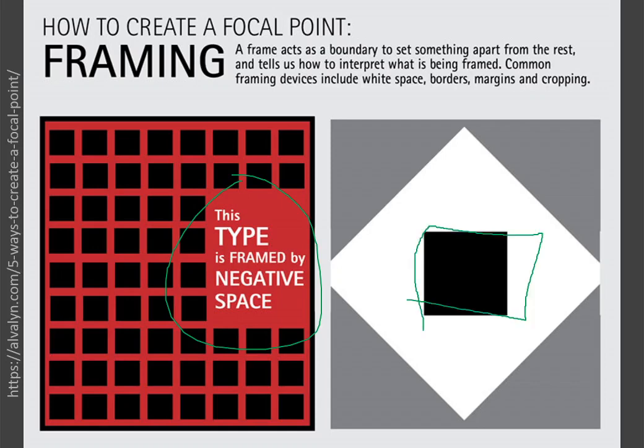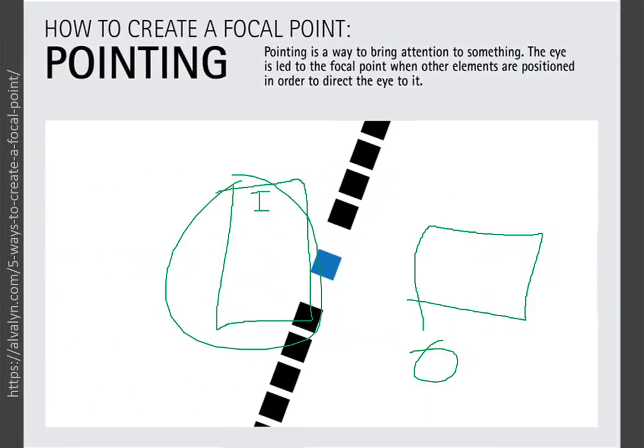Okay, so it creates common region. To make a focal point with framing, you can use white space. Here it has white space or borders. Yeah, like this border. You can use margin and cropping, etc. Okay, final one for focal point. It's kind of a new one.